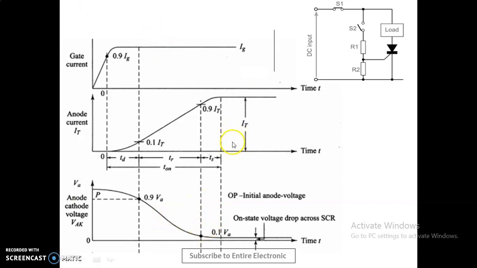One more thing we have to keep in mind is that the duration of this gate current pulse must be more than the turn on time of the SCR. Turn on time is a combination of delay time, rise time and plasma spreading time. This gate current pulse duration must be more than the turn on time of the SCR. Now this is our turn on characteristic of SCR.